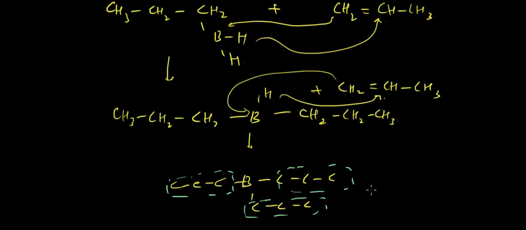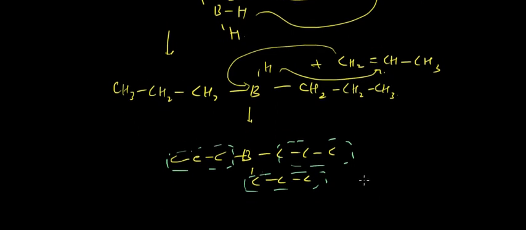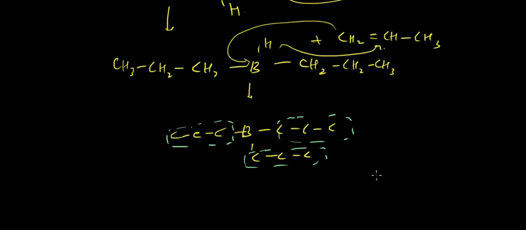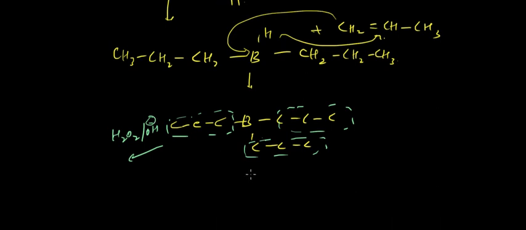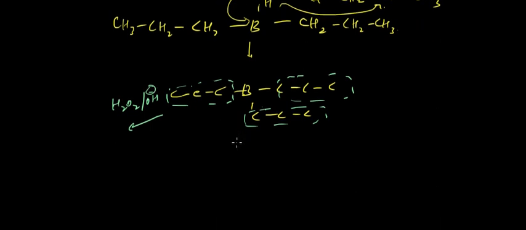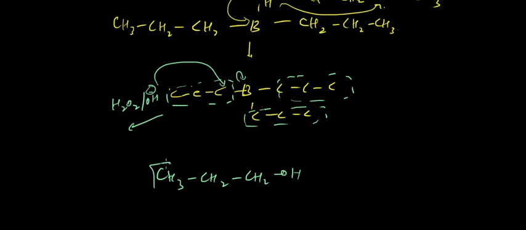Okay, so in the second step, when we treat it with H2O2 or peroxide in basic medium, the OH minus would obviously attack on this carbon atom. As a result boron will be leaving, and we'll get CH2OH as the final product.